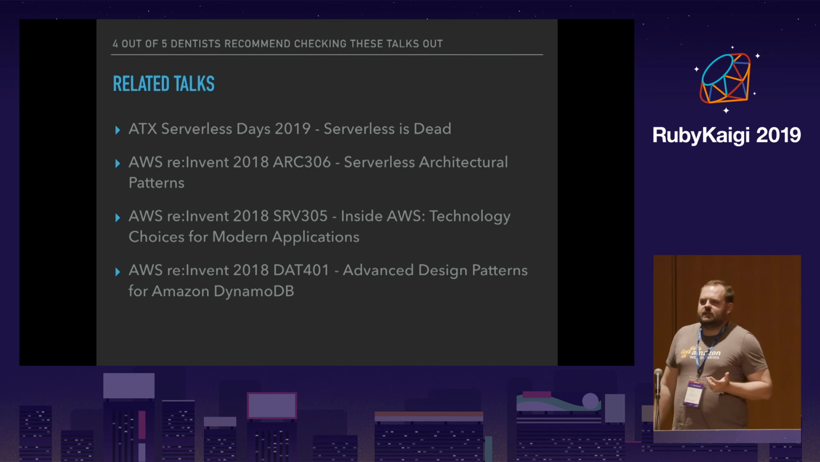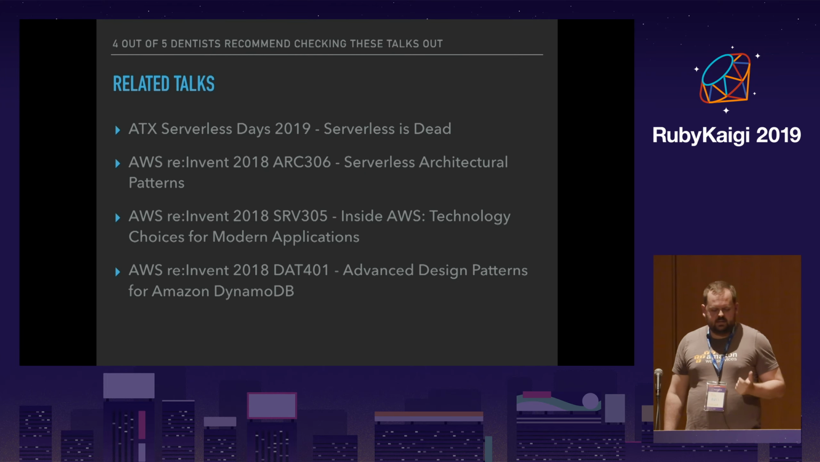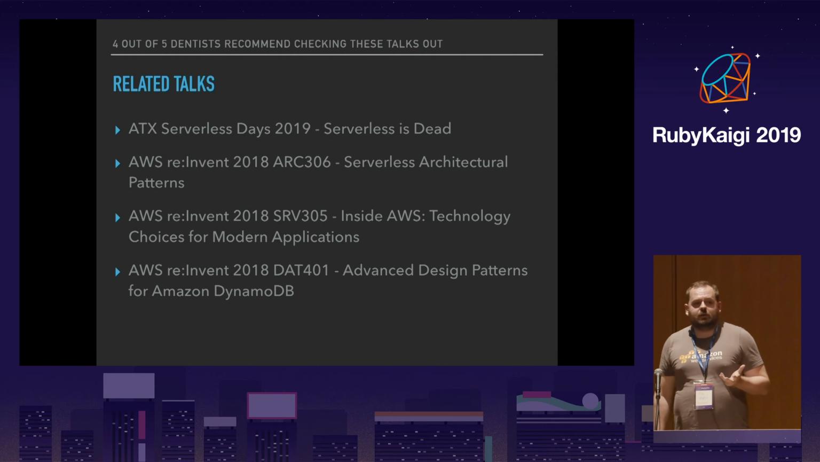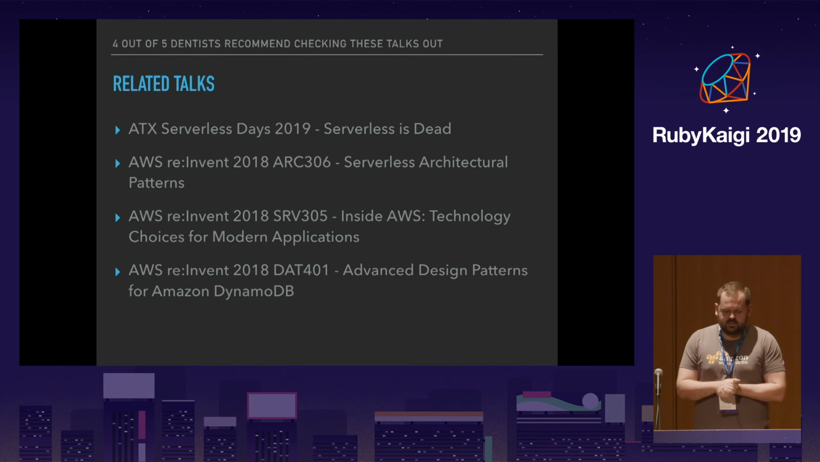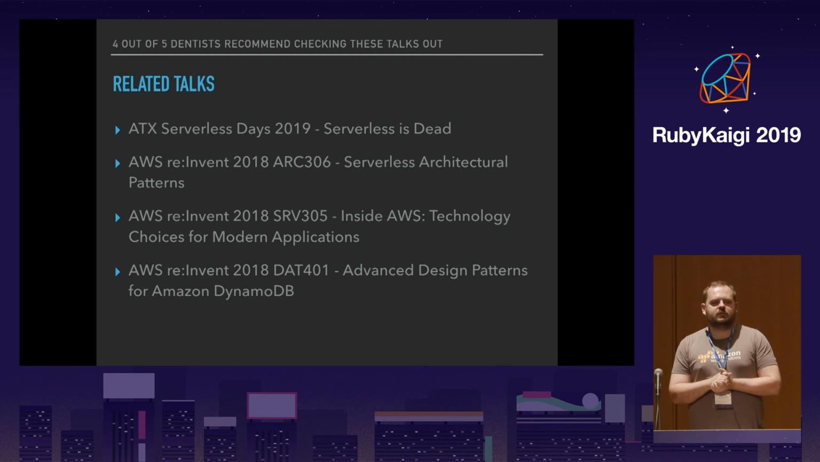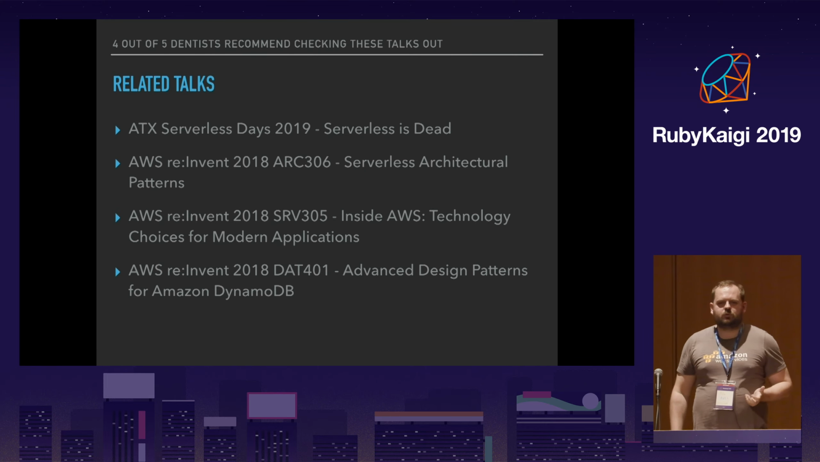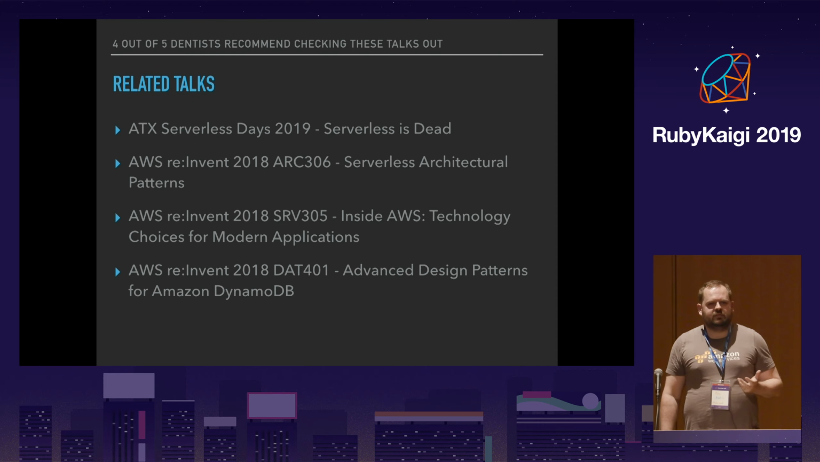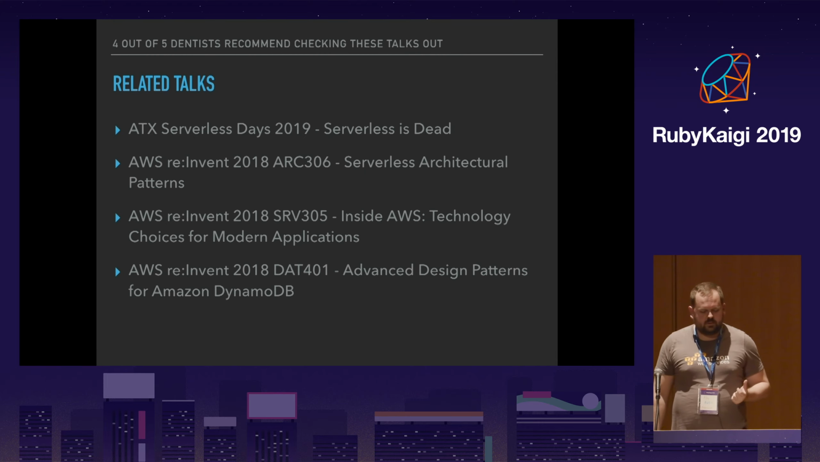There are a number of related talks that I encourage you to check out. There is the Serverless is Dead talk by Chris Munns at the ATX Serverless Days. This provides interesting coverage of something I didn't cover: most of the traffic on AWS Lambda doesn't come from people using it for web applications. The vast majority of traffic comes from people using event triggers. So this talk covers a lot of the ways that people are using it for real.